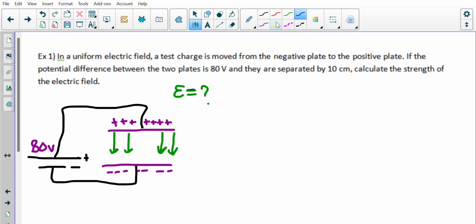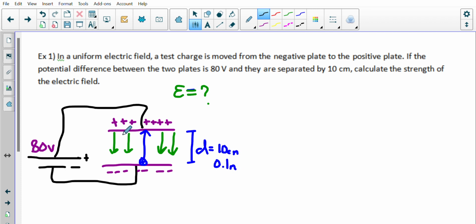Okay, and we have a test charge. Here it is, little positive test charge. It's going to be moved from the negative plate to the positive plate, which again has a distance of 10 centimeters, which again is no good to us. It's got to be in our standard units here, so I'll put it in meters by dividing by 100.